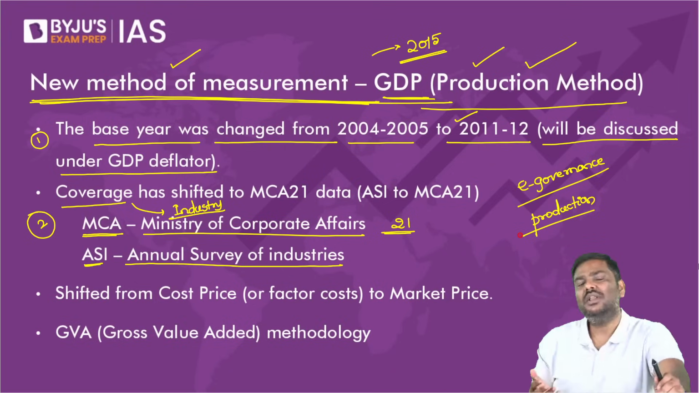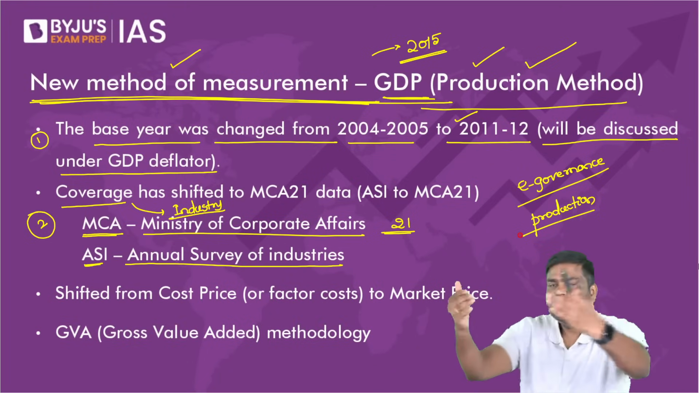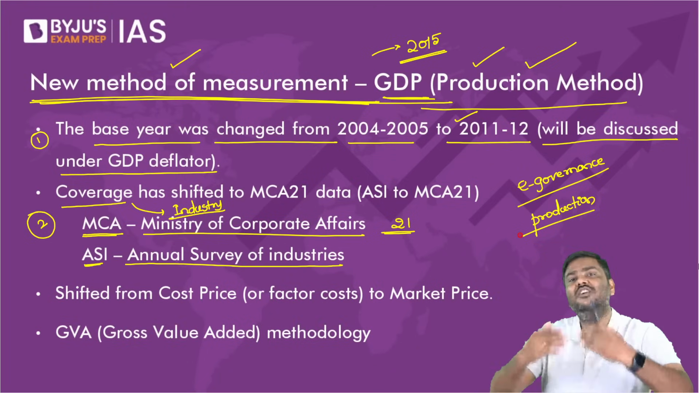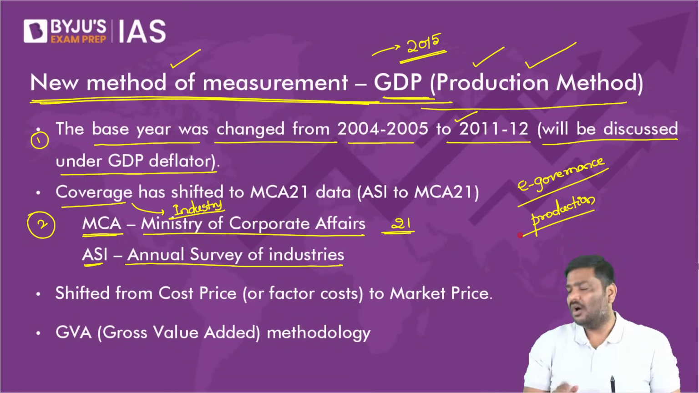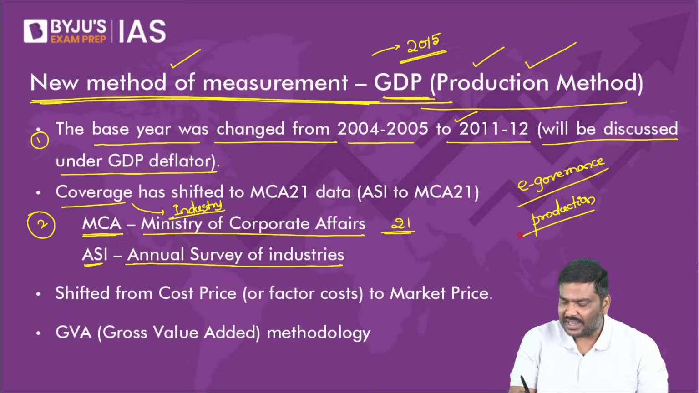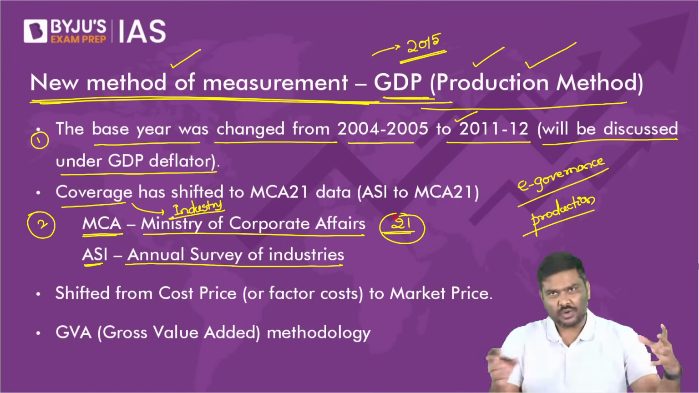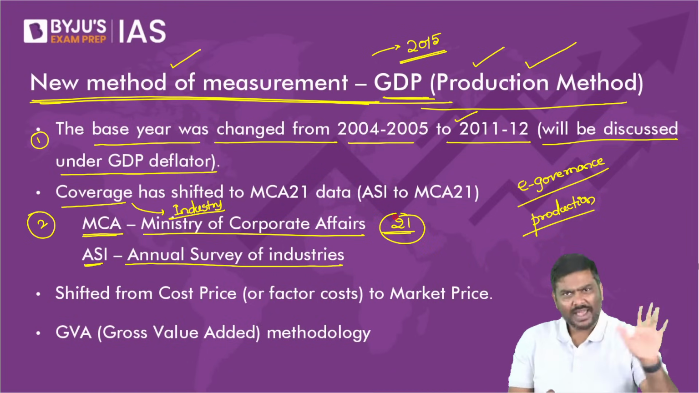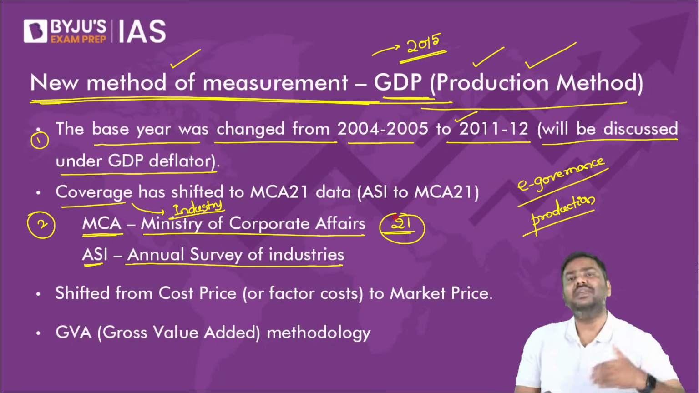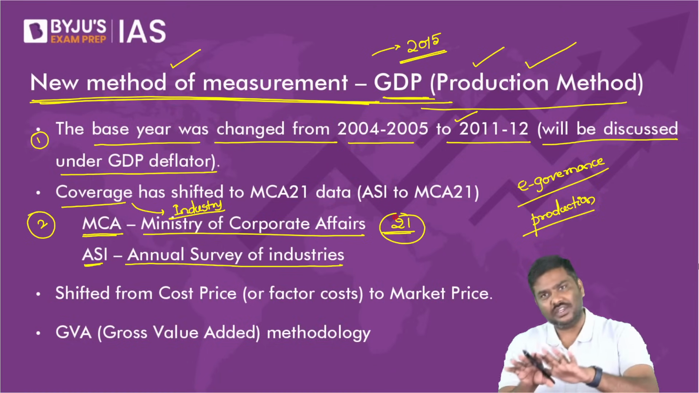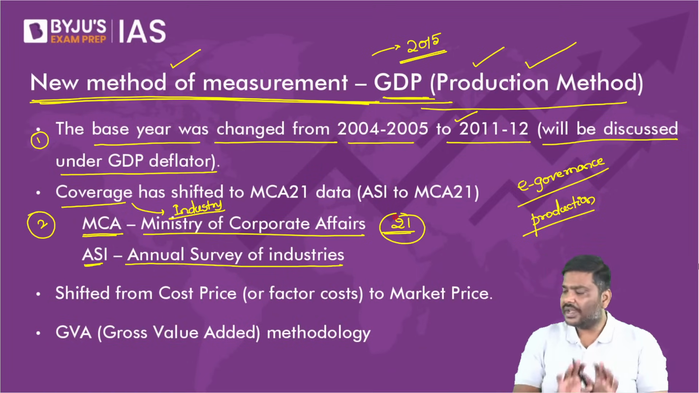That's not possible. Rather, does it make sense to tell companies, you tell me the value of production you have done, and submit the data in the portal or website? That is basically the MCA 21 database. Both are types of surveys only. One is ASI, Annual Survey of Industries. The second one is MCA 21. 21 basically stands for 21st century. This is what was told by the minister when the portal was launched. That is the basic idea.